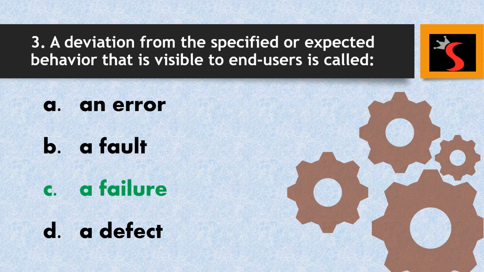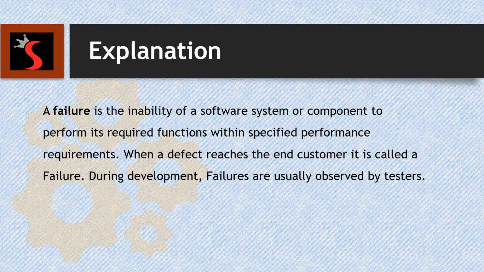And the right answer is option C. A failure. Explanation: a failure is the inability of a software system or component to perform its required functions within specified performance requirements. When a defect reaches the end customer, it is called a failure. During development, failures are usually observed by testers.